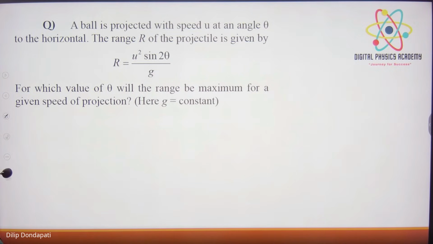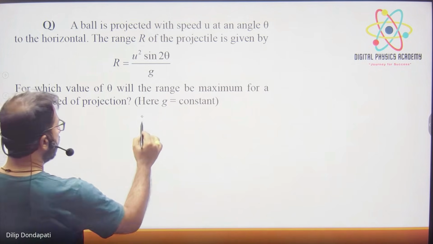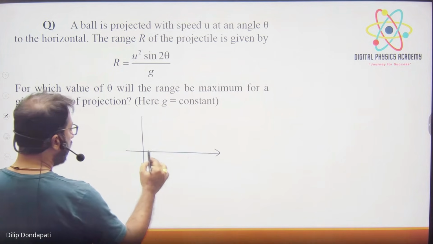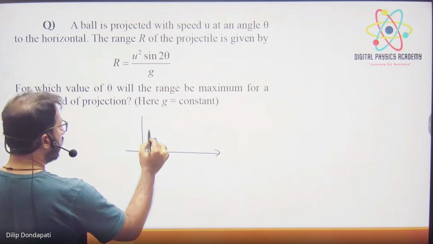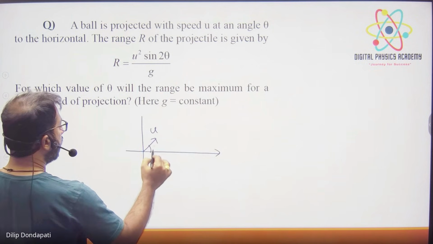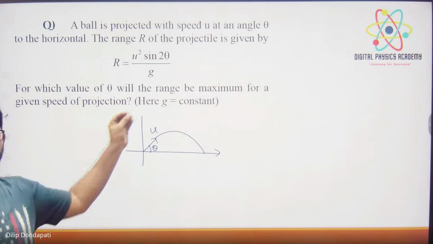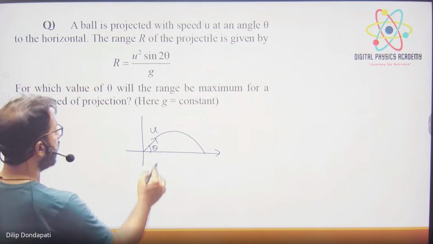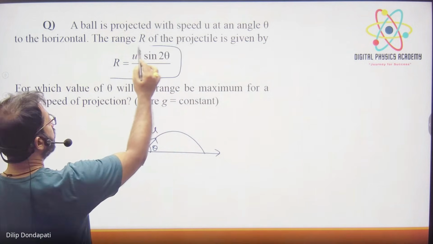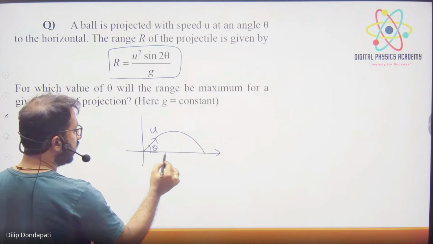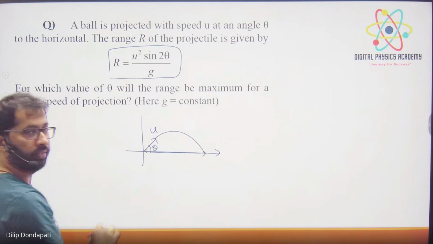A ball is projected with a speed u at an angle theta with the horizontal. This you will get in projectile motion. Suppose you are throwing an object with velocity u at angle theta. It will go like this and fall down, right? The range value is given. Range, you know what it means? How much horizontal distance it traveled. That is called range.